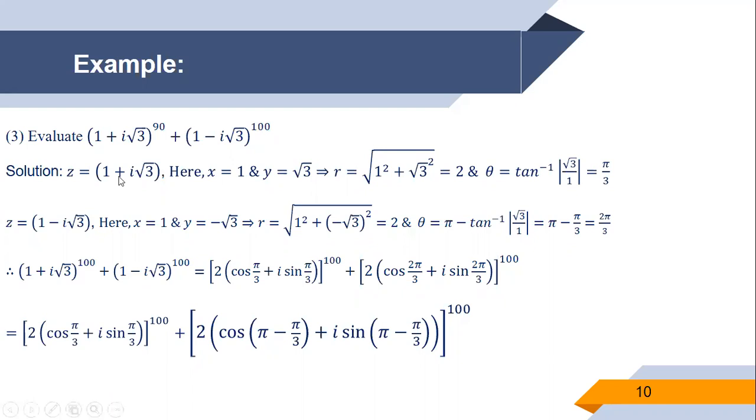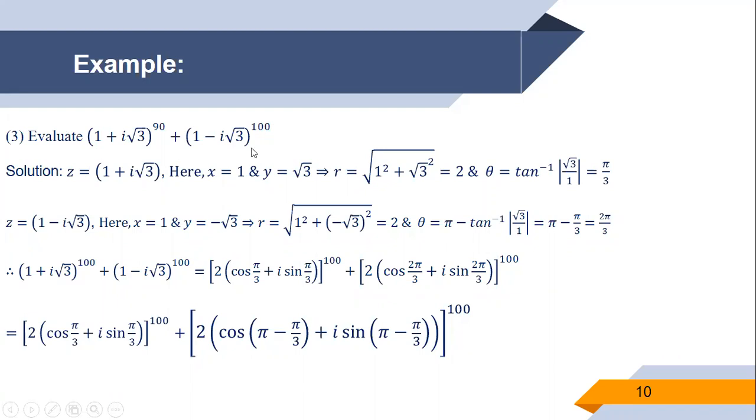So first we take this complex number 1 plus i root 3. The procedure is similar. X is 1, y is root 3. So r is 2 and theta is pi by 3. Now we consider z is 1 minus i root 3. So here x is 1, y is minus root 3. So r is similarly 2 and theta is minus pi by 3.